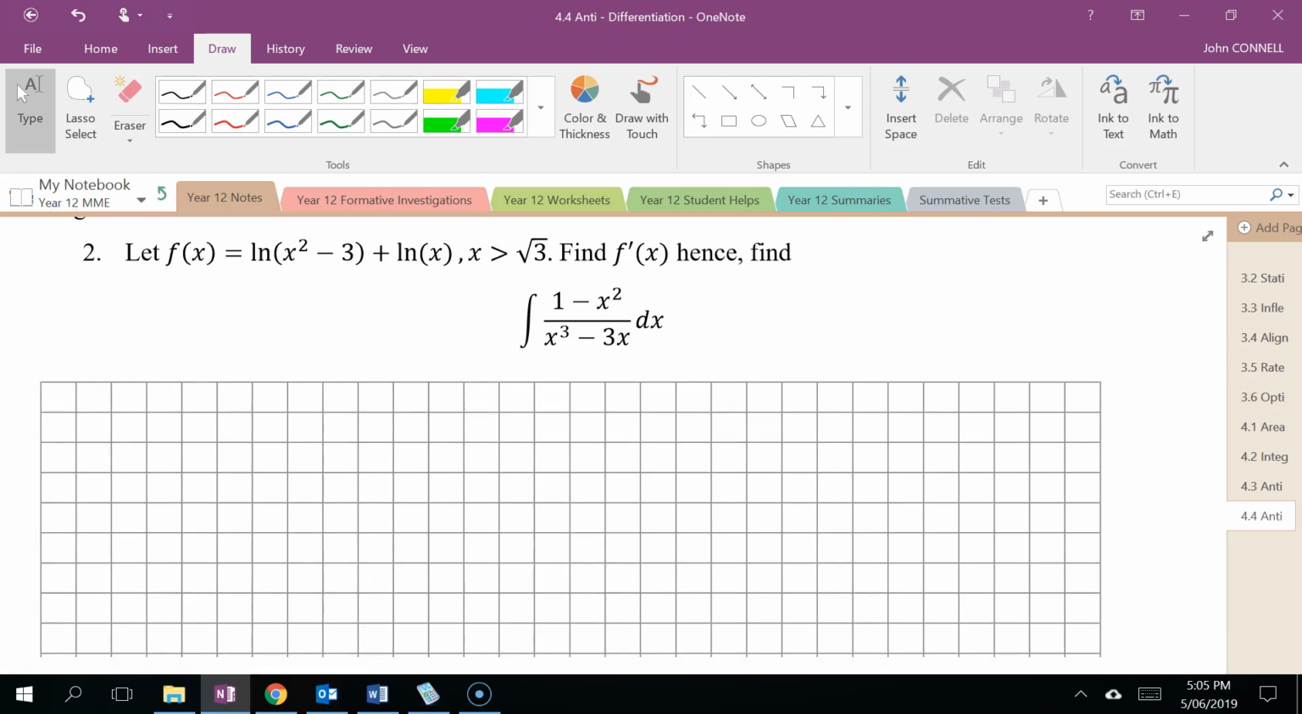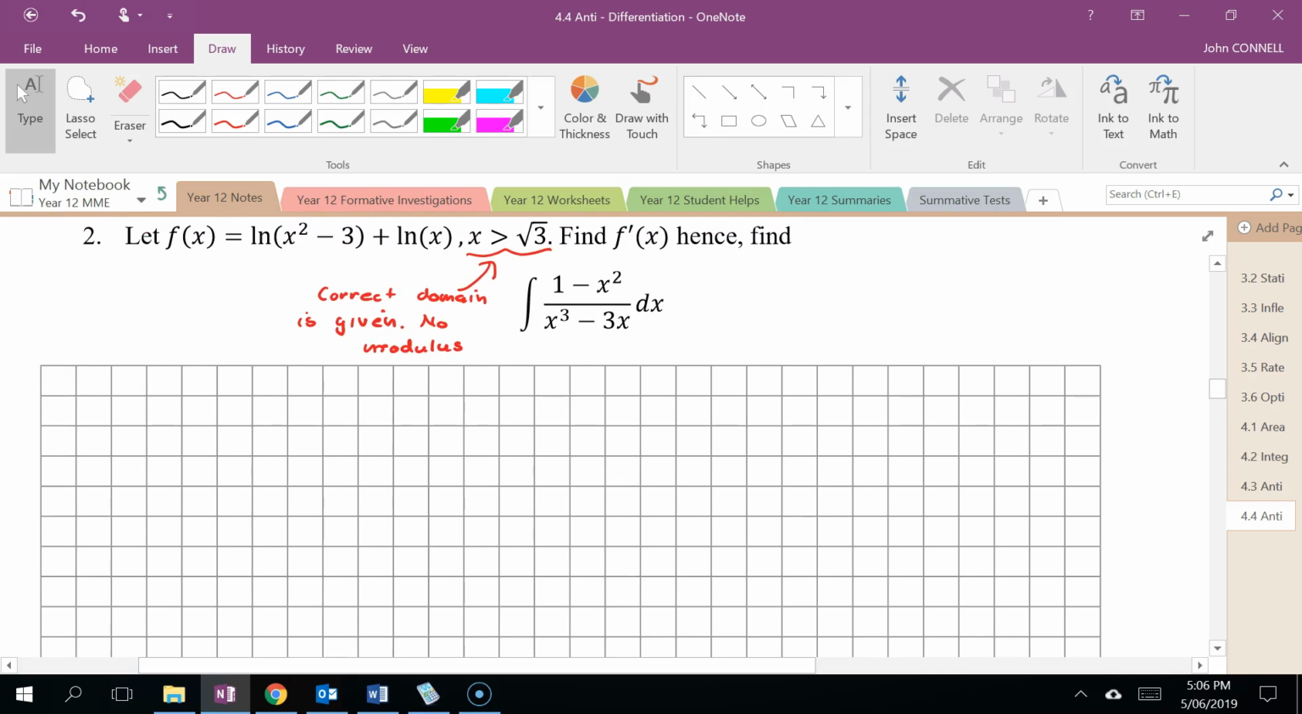Okay, now in this case, we're given f of x equals ln of x squared minus 3, plus ln x, for x greater than root 3. So sometimes you won't be given the modulus, but instead the correct domain is given, so there's no need for the modulus. Any numbers equal to root 3 or lower will make this function undefined, but we've cut all those values out.